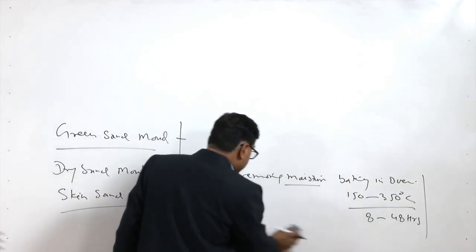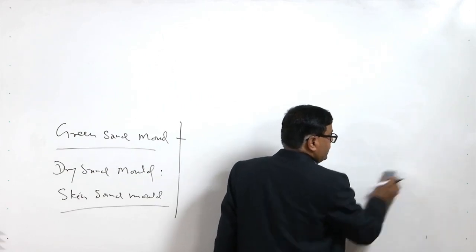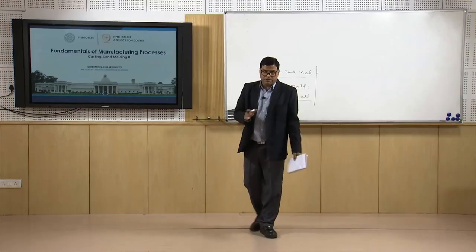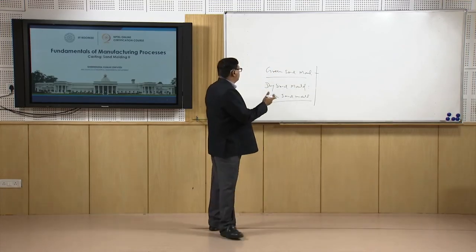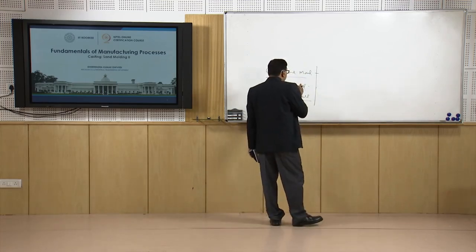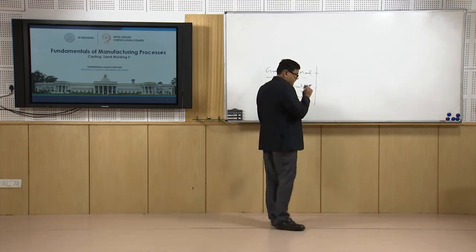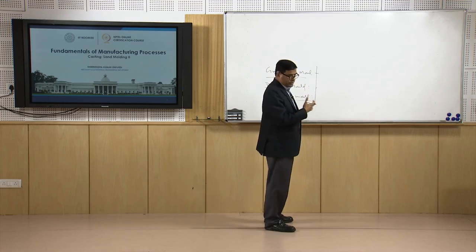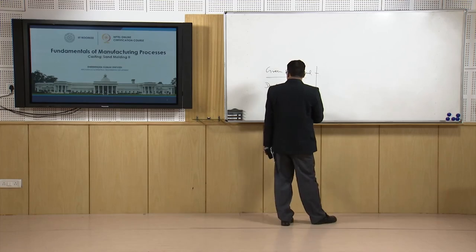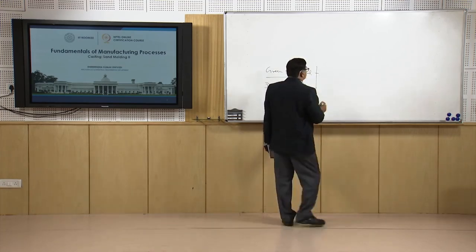But we know that in this case, since the moisture has been driven out, the amount of the gases which will be released as a result of the evaporation of the moisture or the mold metal interaction is reduced. So, the defect formation tendency is reduced in case of the dry sand mold, but this one is very costly and it needs a lot of effort for drying the mold. So, what is done basically is that a middle path between the two is chosen.